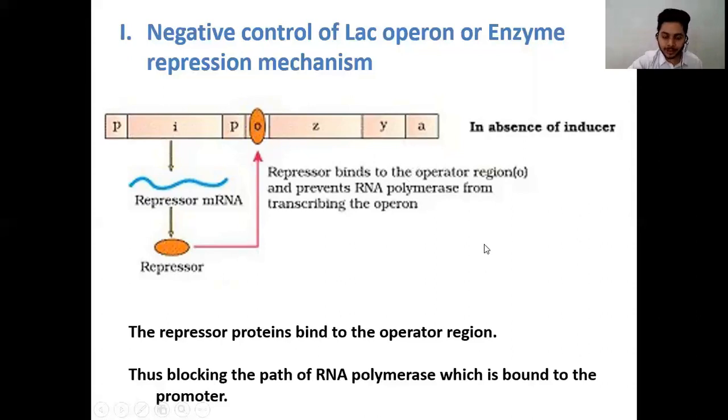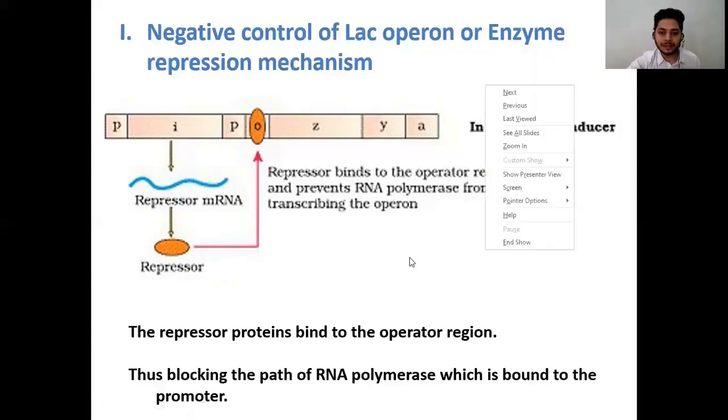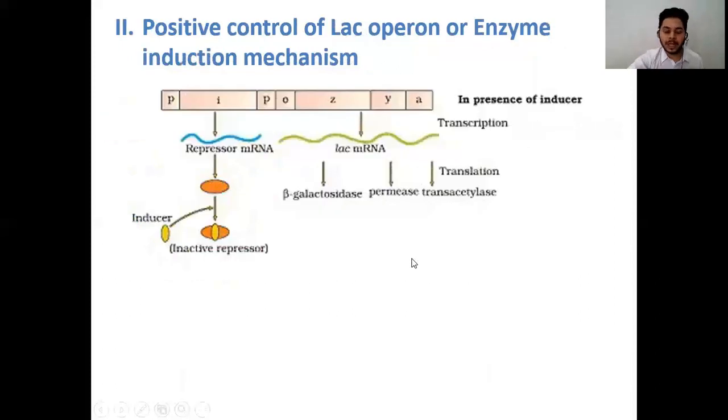Hope that is clear. Now let us understand the other part of it, which is the positive control of the lac operon. Now positive control of lac operon means that the lac operon has to be switched on. So now you also know that the lac operon is going to be switched on only when lactose is present in the growth medium. So over here, when lactose is present in the medium, it itself acts as an inducer.